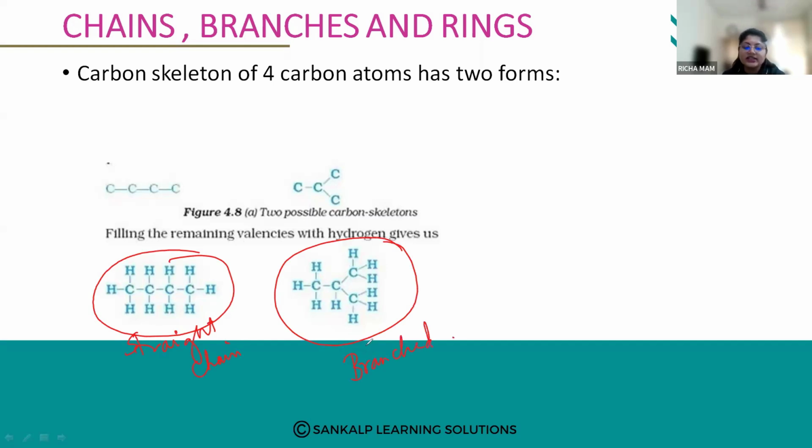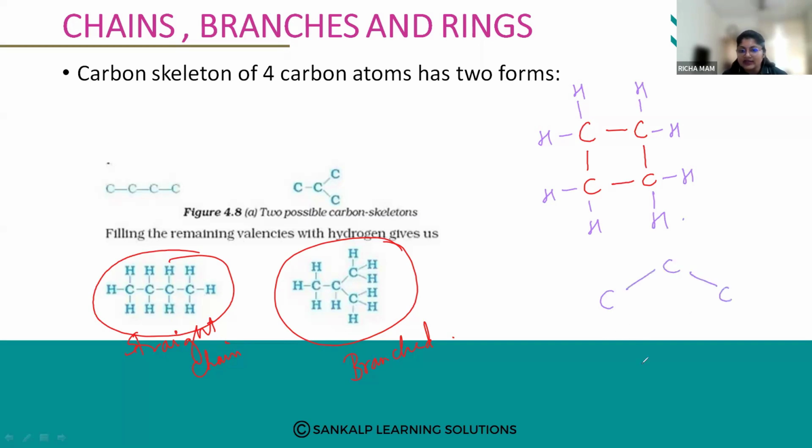Besides a straight chain and branching, the carbon atoms can also be arranged in the form of a ring. So like this, the carbon can attach. Now let us fill the valency. 1, 2, 3 and 4, 1, 2, 3 and 4, 1, 2, 3 and 4. So again the possibility of arrangement of carbon will be like this.